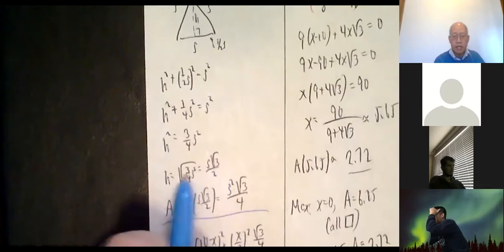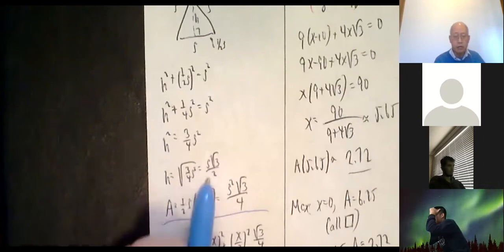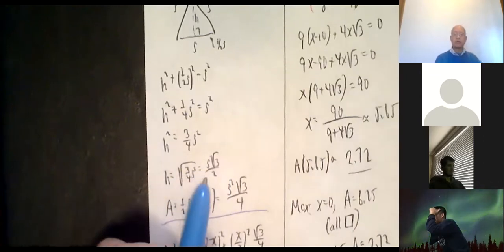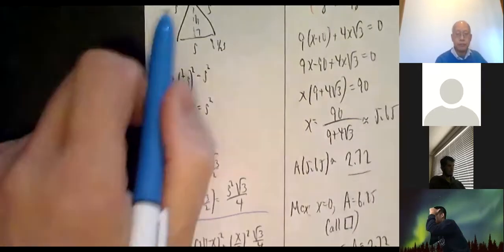Square root of 3 is not nice. Square root of S squared, though, is S. Square root of 4 is 2. So the height is S radical 3 over 2. That's this height.